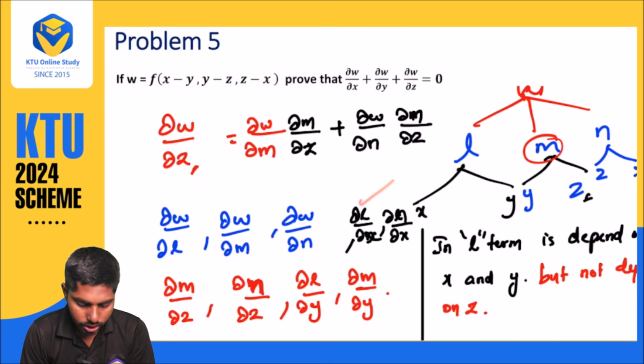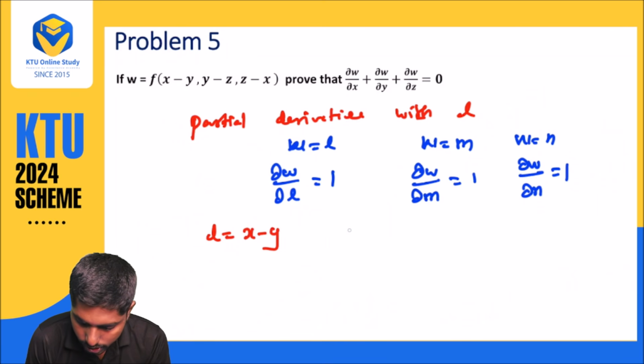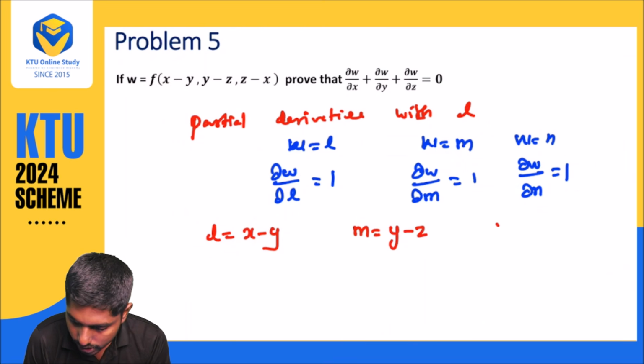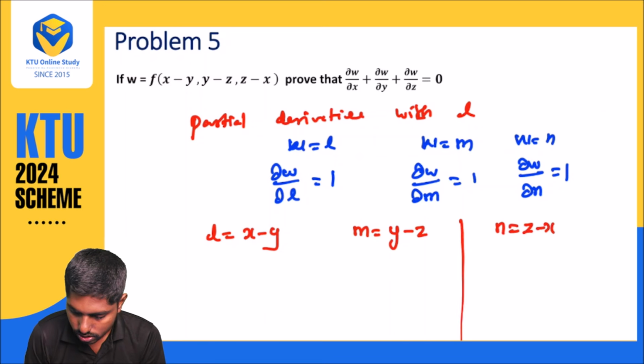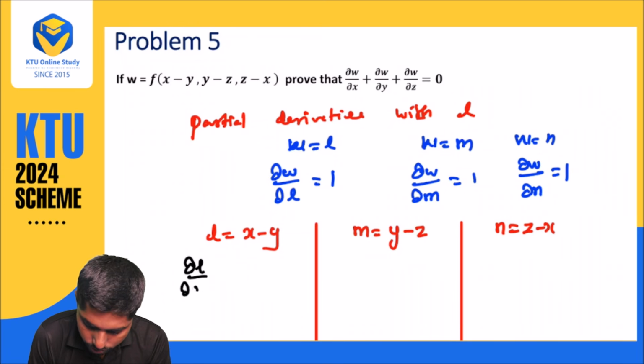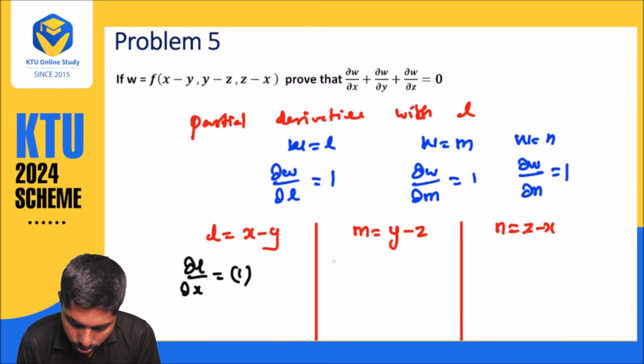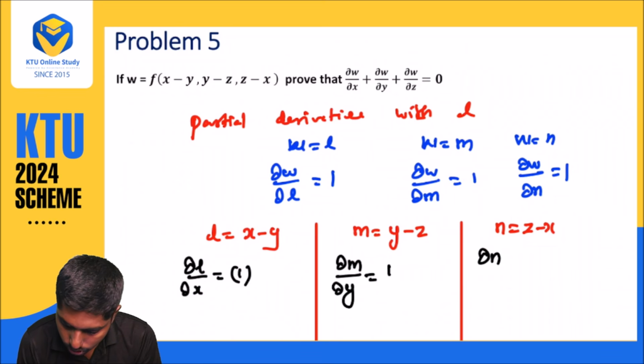Now dou L by dou X. So L is what? L equal to X minus Y, and M is equal to Y minus Z, and N is equal to Z minus X. Now partial derivative dou L by dou X we want to identify, so that means keeping Y as a constant. So what will we get? We will get 1. And now dou M with respect to Y we want to identify, we will get 1. And similarly dou N with respect to Z, we will get 1.